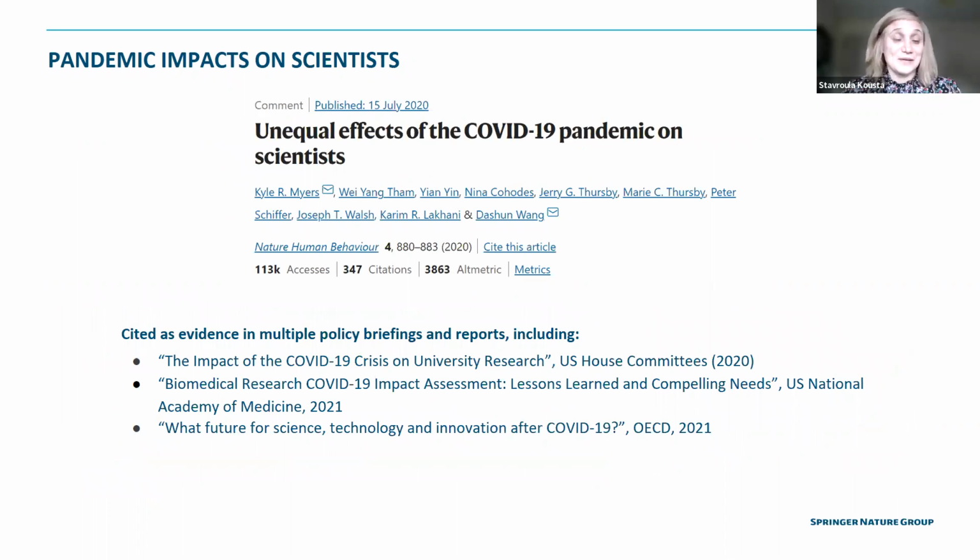Scientists were also affected. They were crucial in the pandemic response, but they were also affected, and there are inequalities there as well. In this piece that we published towards the end of 2020, the authors found that women, and especially women with young children, saw significant reductions in the available time they had to devote to research because a lot of their time was now taken up by childcare and caring for other members of the family.